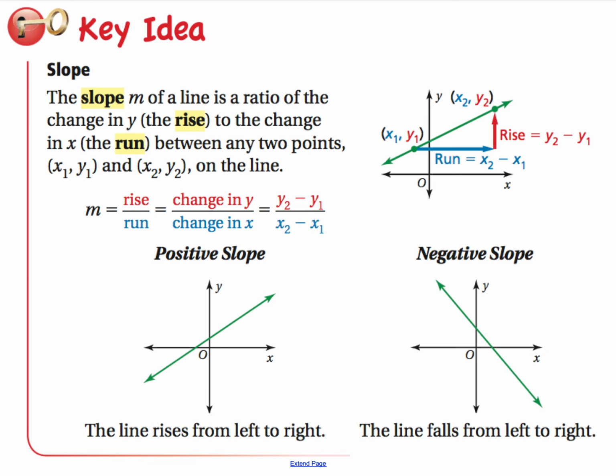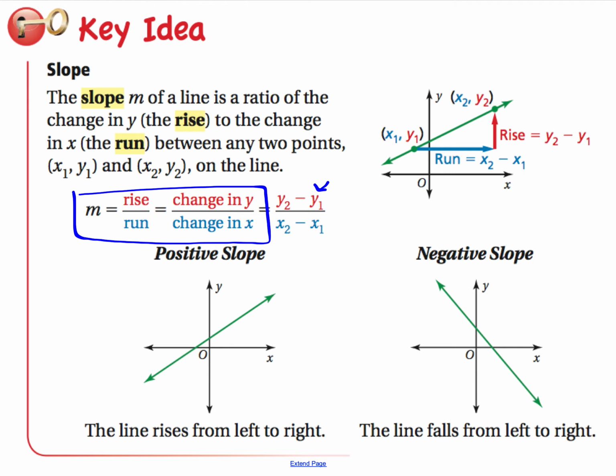So the slope m of a line is the ratio of the change in y, the rise, to the change in x, the run, between any 2 points on the line. Today we are focusing just on these first two. We'll talk about this one in the next lesson. So, slope is rise over run, or change in y over change in x.